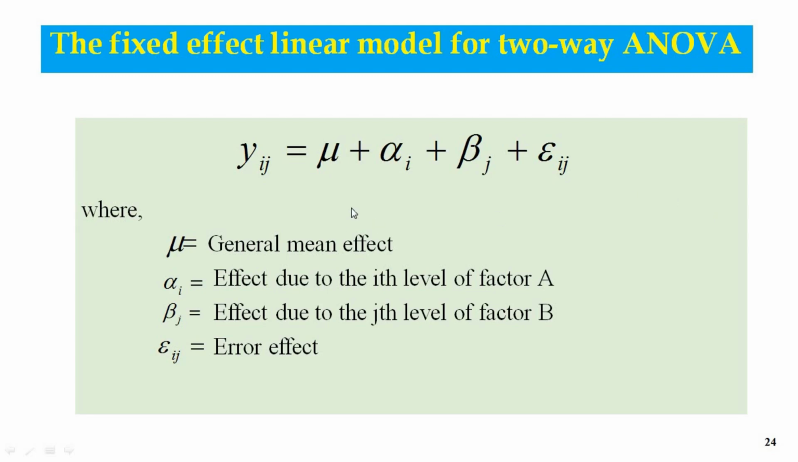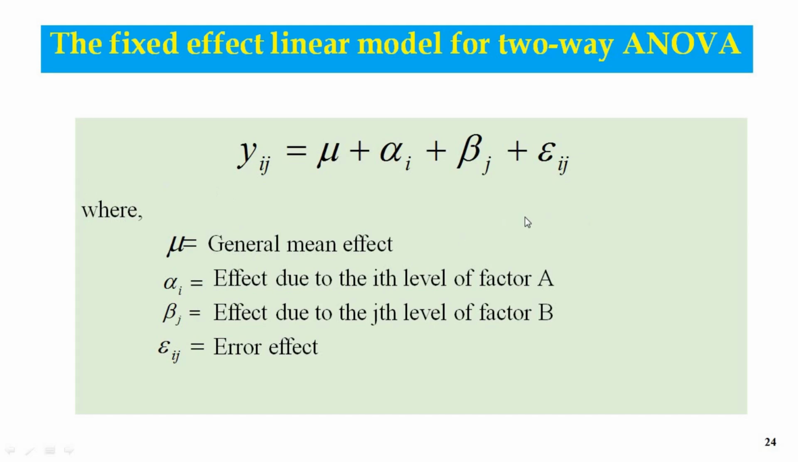Now, what is the linear model for two-way analysis of variance? This one is Yij equal to mu plus alpha i plus beta j plus epsilon ij. In one-way analysis of variance, Yij equals mu plus alpha i plus epsilon ij only. But in case of two-way analysis of variance, you add one beta j here. And here, mu is called the general mean effect, alpha i is the effect due to the ith level of factor A, beta j is the effect due to the jth level of factor B, and epsilon ij is called the error effect.